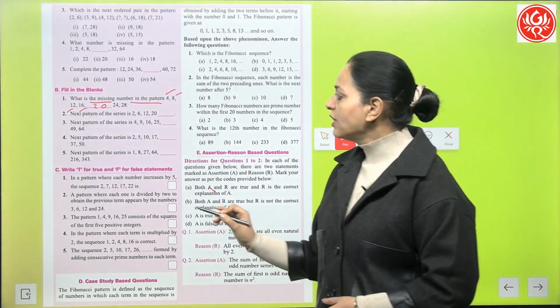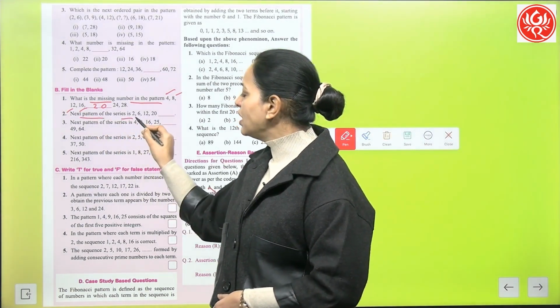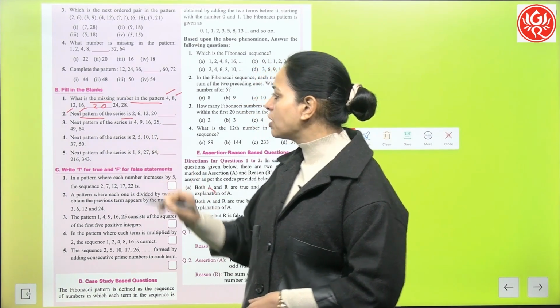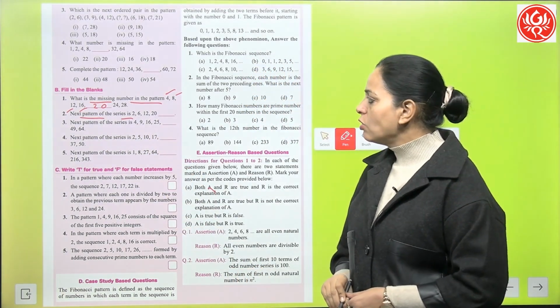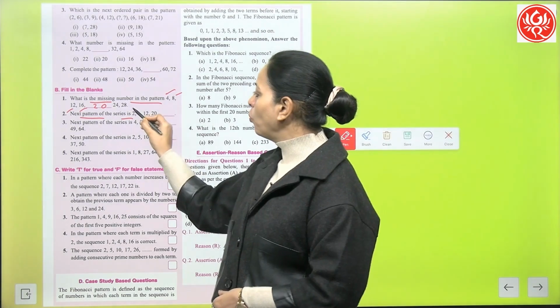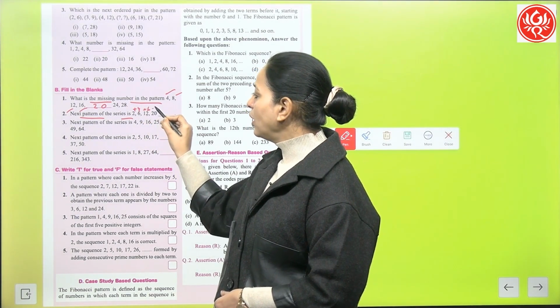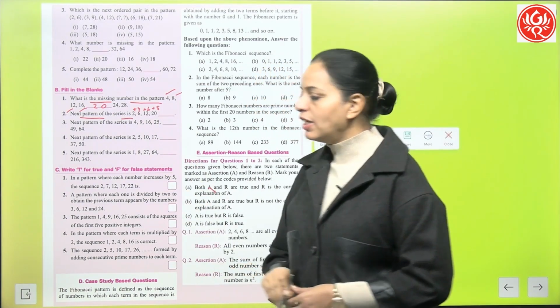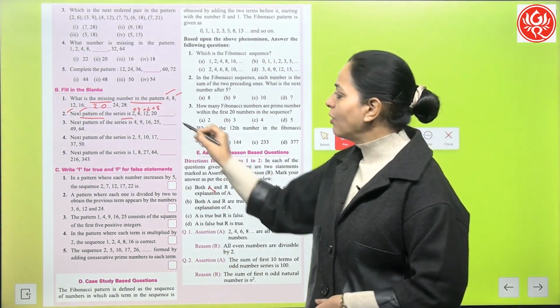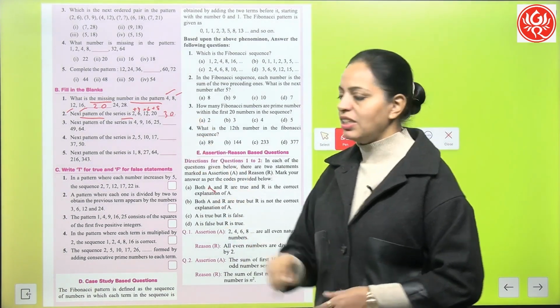Right. Okay. The second one, next pattern of the series is 2, 6, 12, 20. So here what are we getting? 2 plus 4, 6. 6 plus 6, 12. Then 12 plus 8, 20. Then plus 10. So that is 30.